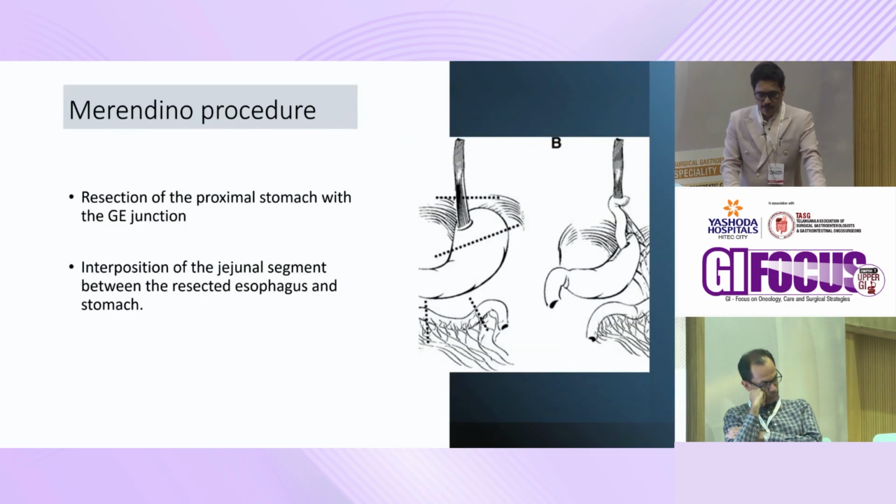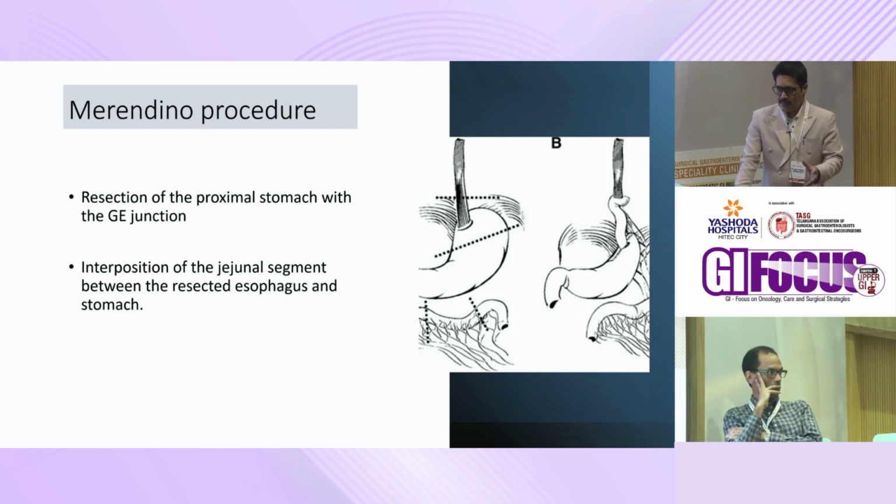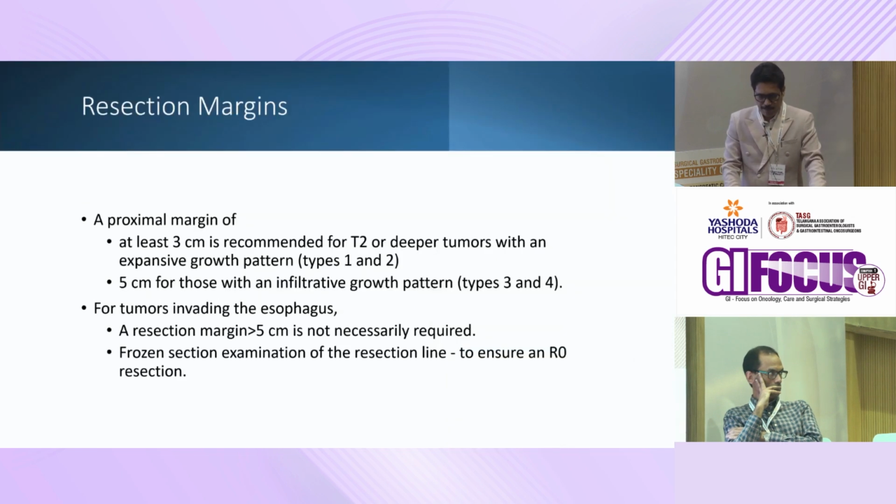Now this is the Merendino procedure, where a resection of proximal stomach with GE junction is done, and then we interpose a jejunal segment, which was described in the previous session. This is still possible in a locally advanced gastric cancer, provided we have the stage and the resectability status of this particular patient. So there is no uniform resectional strategy for these patients with locally advanced gastric cancer. It all depends on the response this particular patient gets to the neoadjuvant therapy.